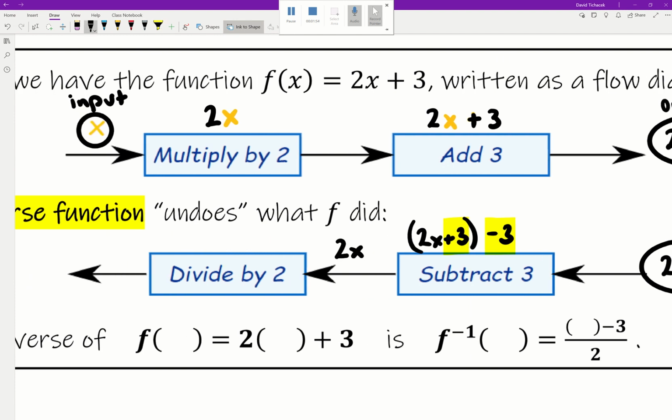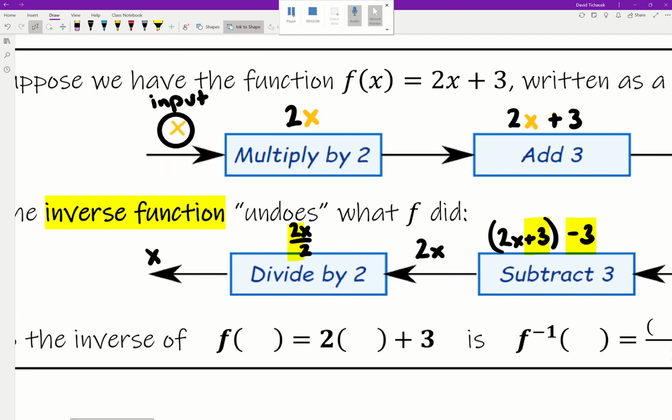And now after that, we need to just divide by 2. So we're going to have the 2x that we have, and we're going to divide that by 2. And of course, what's going to happen there is, you already know, 2 divided by 2 is 1, and it's going to give us the initial x back that we started with, okay? But now since this is what we ended up with in this new function, this is what we would consider to be the output of our new function here, right?